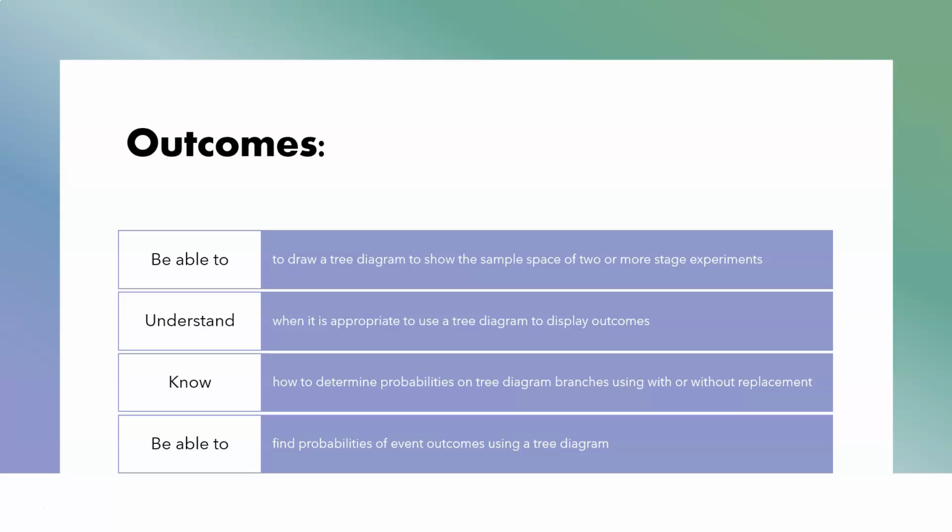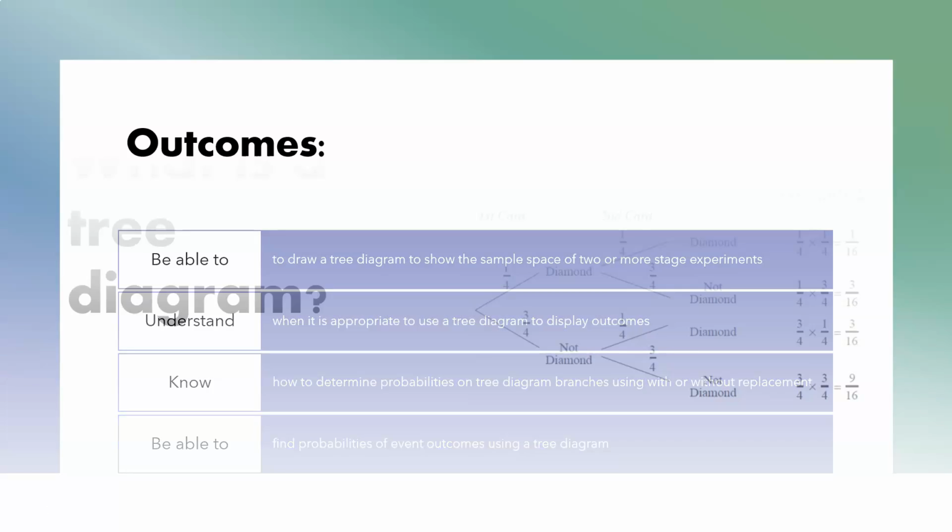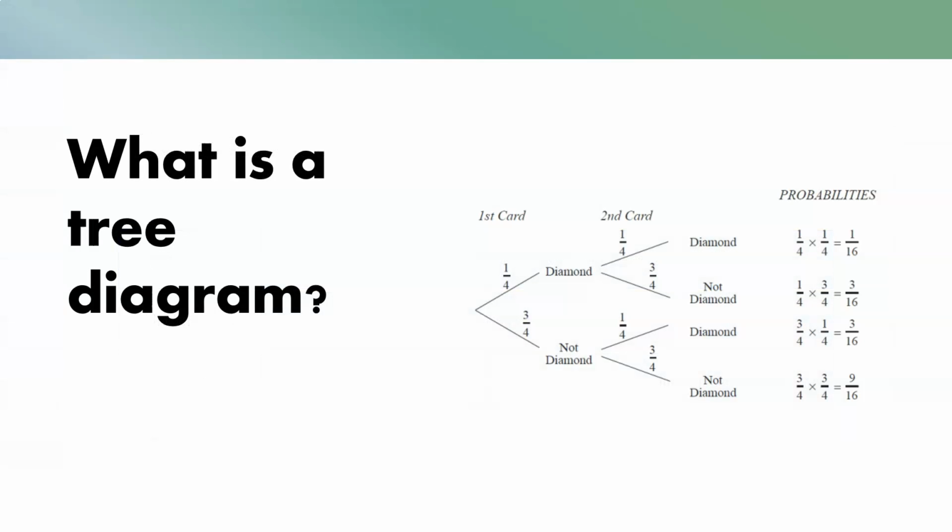So when we're doing that trial, whether we replace our outcome as such, or whether we take it out. And then we're going to be able to find probabilities of an event using a tree diagram. Much of this you may have already done, so some of it will be a bit of revision.